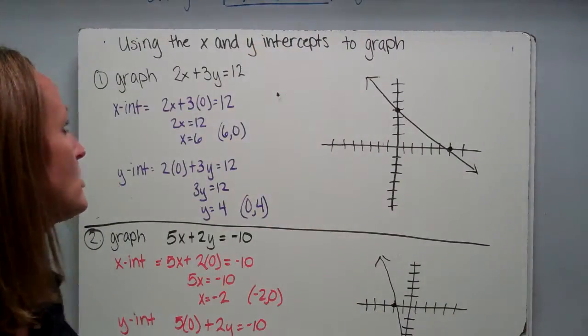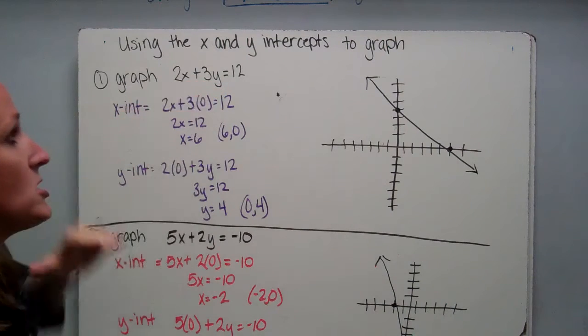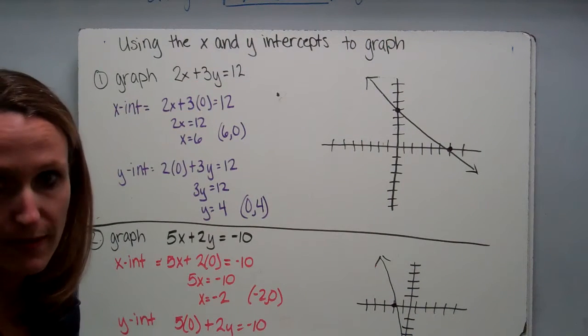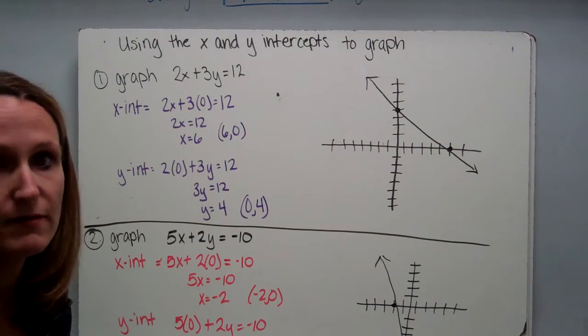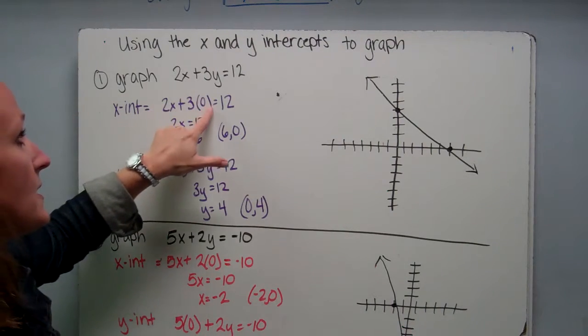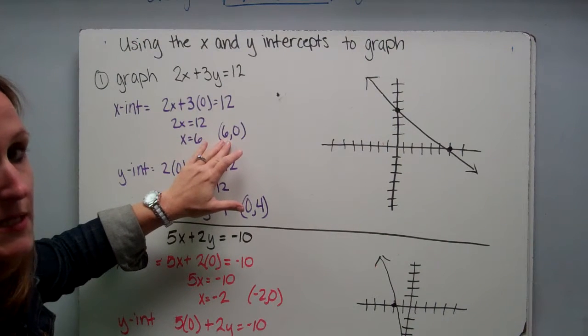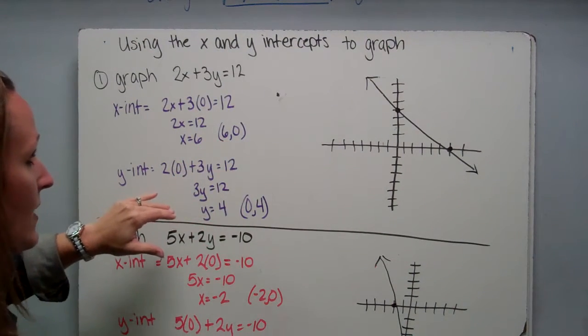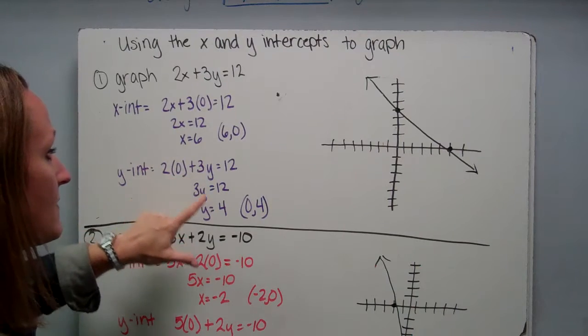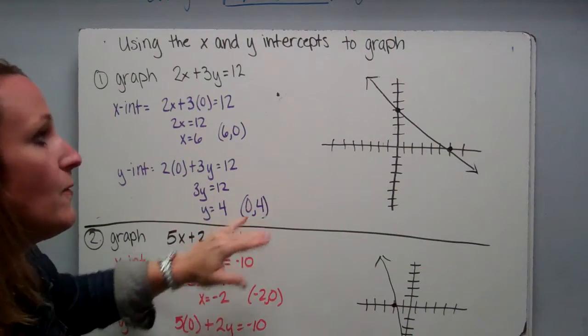Well, let's try it. So here, we're going to start with this equation. 2x plus 3y equals 12. We already know how to find the x and y intercepts by plugging in a 0. So if I plug in a 0 for y, I find my x-intercept to be 6, 0. If I plug in a 0 for x, I find my y-intercept to be 0, 4.